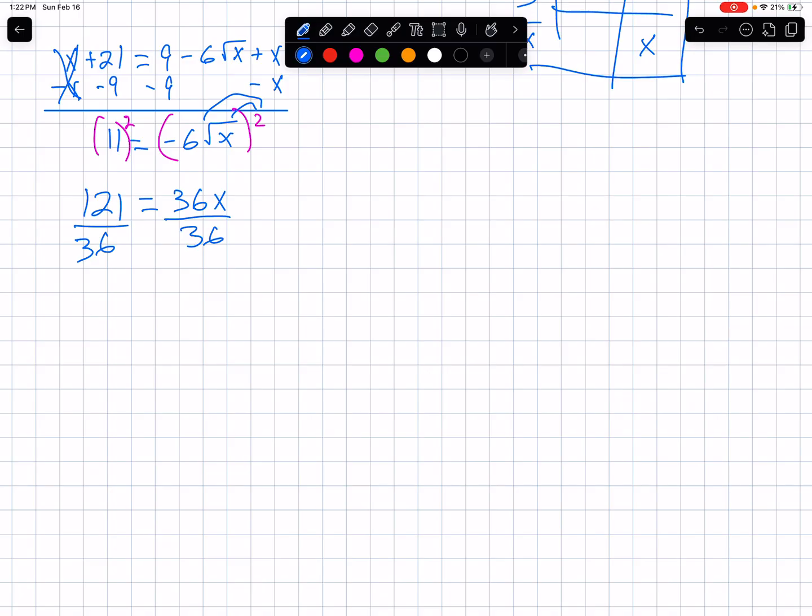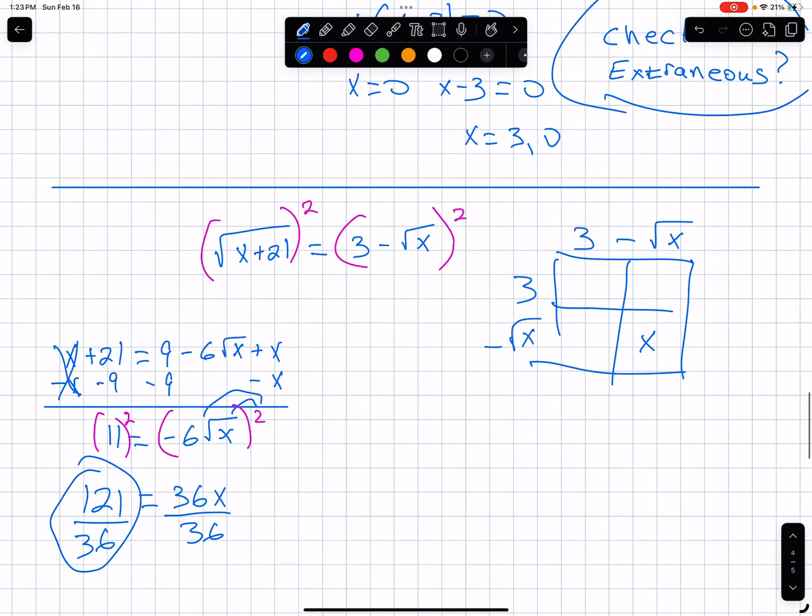So then we just do 121 divided by 36, which is that beautiful 3.36 decimal. Let me guess, 121 over 36, it literally doesn't reduce, so that's the answer. I just want to double check and make sure I didn't screw anything up. So that's 9 minus 3 square root x minus 3 square root x. That's right.